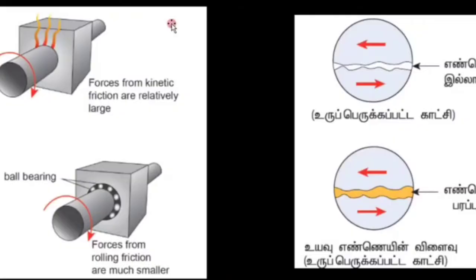Now we are going to discuss the methods to reduce friction. There are so many methods given in your book. One of the methods is using ball bearings. Oil, grease, lubricants: by using lubricants we can reduce the friction. Then by using ball bearings we can reduce the friction. Now see two examples: one is using the ball bearing and the other is using oil.